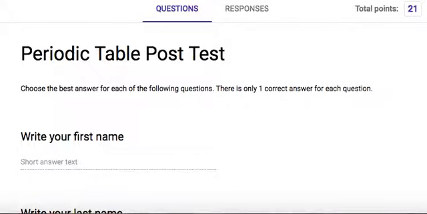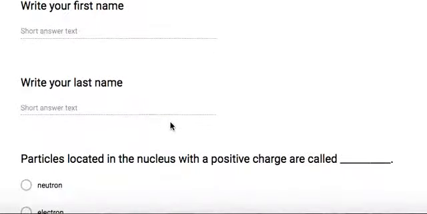This is your periodic table post-test. For the multiple choice, choose the best answer for each question. There is only one correct answer for each question. First, write your first name, and then write your last name.